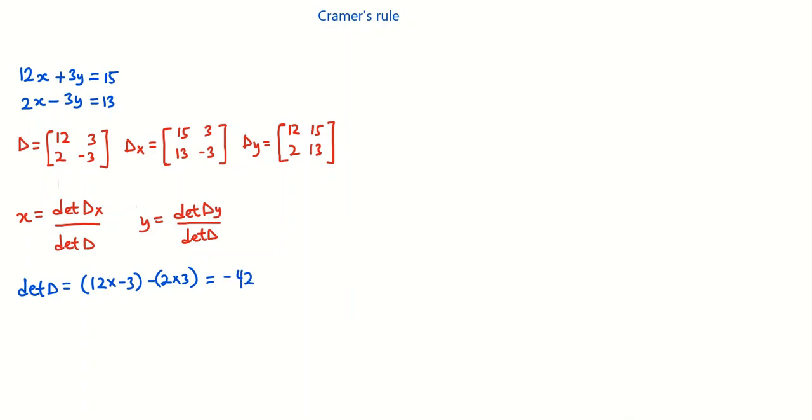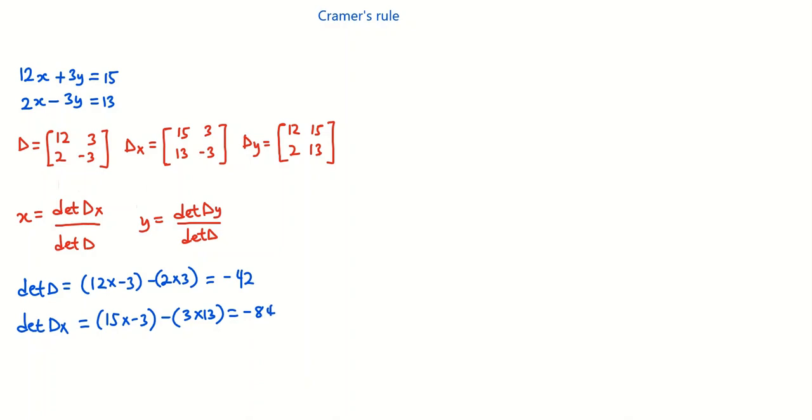Now let's find the determinant of matrix Dx. For this also you're going to have 15 times minus 3, minus 3 times 13. Let's see what you're going to get for this also. So you have 15 times minus 3 minus 3 times 13. That also gives us a value of minus 84.